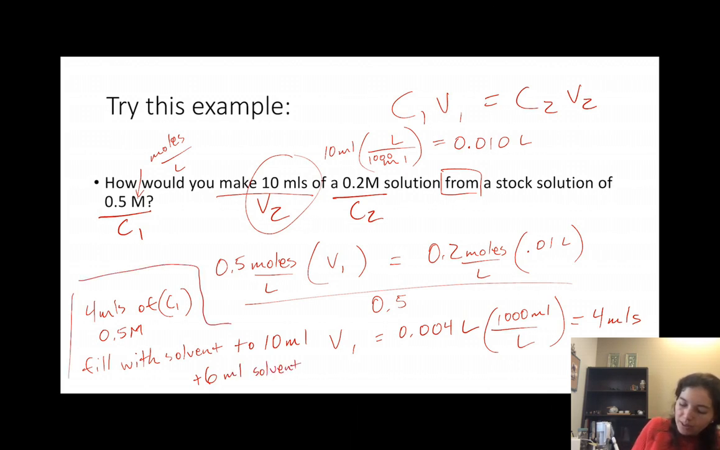So if I were to essentially put a recipe together in order to make our C2 solution, it would be to take 4 milliliters of the C1, or the 0.5 molar, and add 6 milliliters of water or solvent to it. And that would give me 10 milliliters of the 0.2 molar solution.